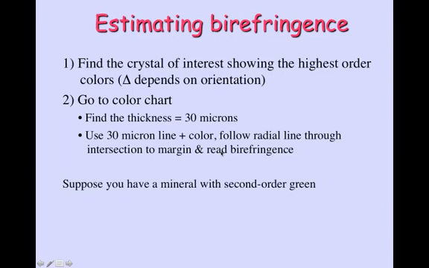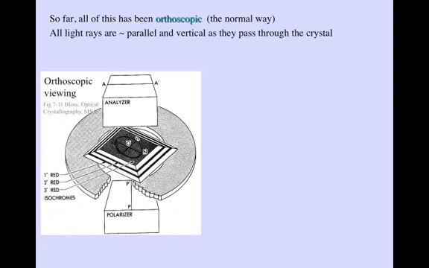and read the birefringence. Now, if you have a mineral that's second order green, what value for birefringence would you find in the reference text? Try this. What about a third order yellow? So go to the Michel-Levy chart, you can pause the video, and see if you can remember how to read the Michel-Levy chart appropriately, following that radial line.